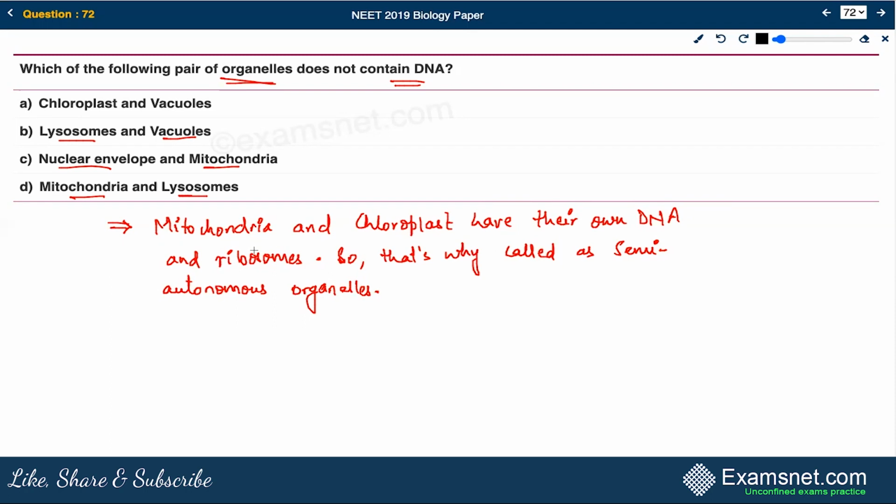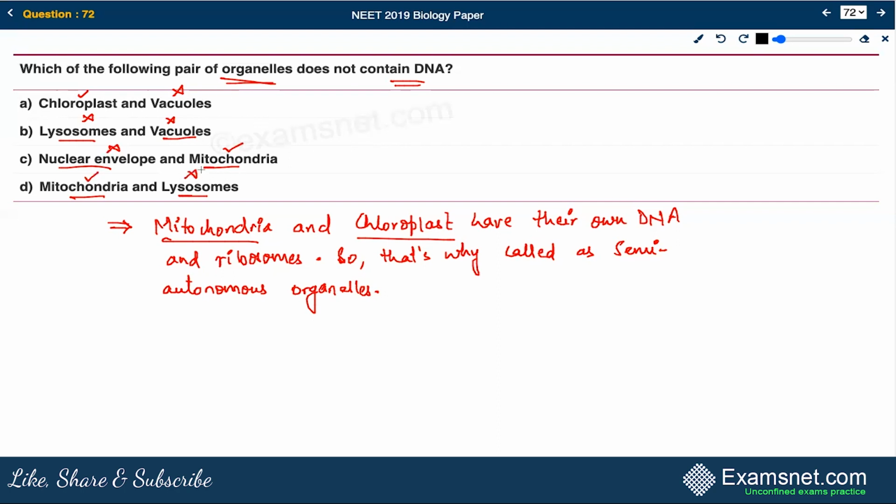All right. So if you just look into the options that have been given over here, it is talking about which doesn't contain DNA. Here the chloroplast contains DNA, but the vacuole doesn't contain DNA. Then lysosome and vacuole both don't contain DNA. Then the nuclear envelope doesn't contain DNA. Mitochondria contains DNA, and here mitochondria contains DNA and lysosome doesn't contain DNA.